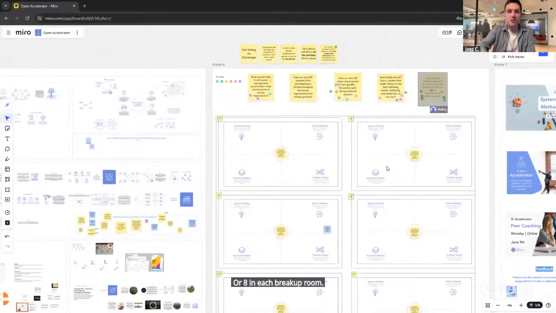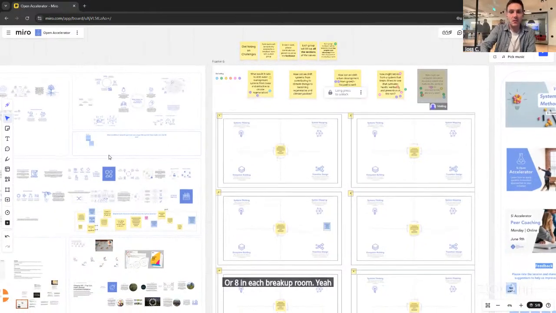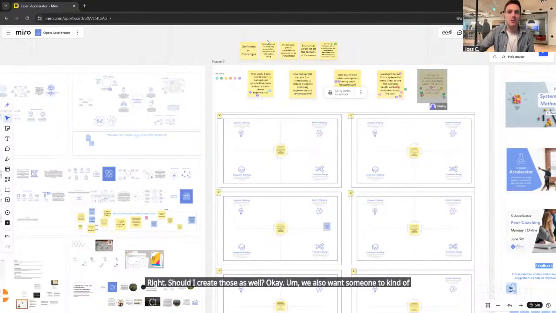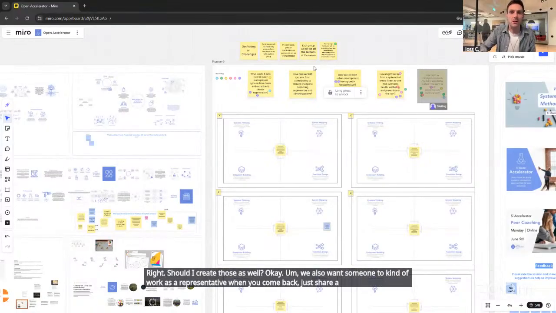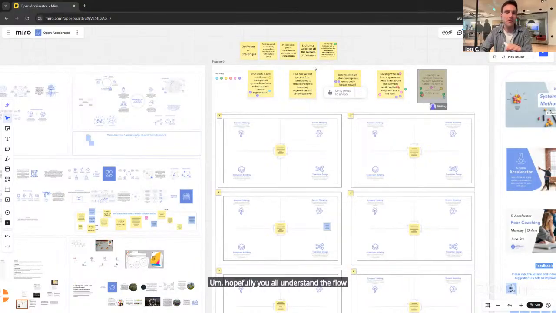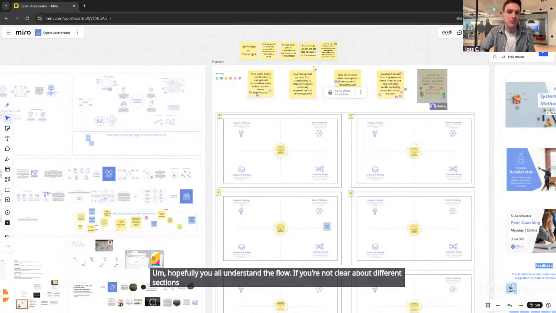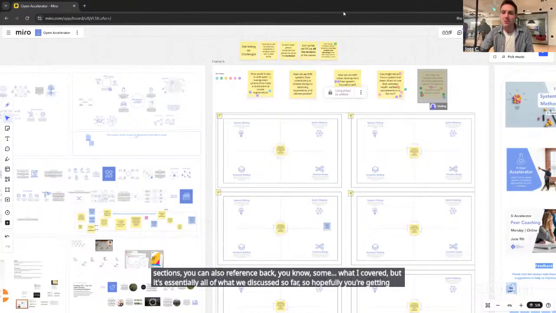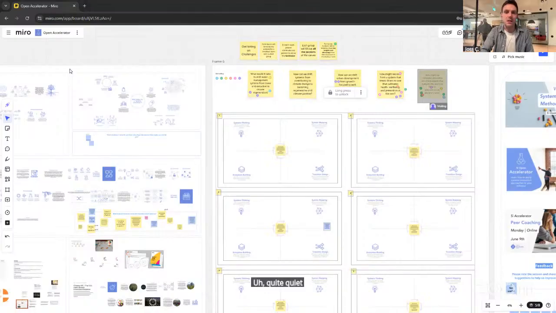Right. Should I create those as well? Yeah. Okay. We also want someone to work as a representative when you come back to share a few words about your learnings and so forth. Hopefully you all understand the flow. If you're not clear about different sections, you can also reference back some of what I covered, but it's essentially all of what we discussed so far. So hopefully you're getting a sense of those different areas, and yeah, iterating clockwise, starting with the systems thinking.